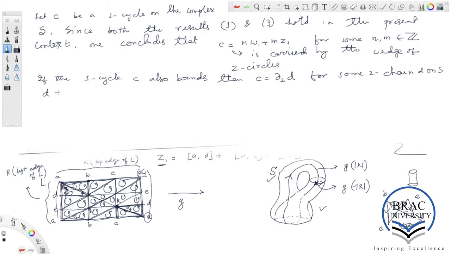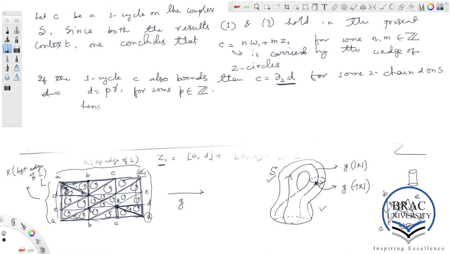Right? D has to be, well, in order to be able to apply result 2, we need to ensure that this is carried by the wedge of 2 circles, which is the case actually. Why? Because C is carried by A, that is the wedge of the two circles, and hence del 2D is also carried by A. And then we are all good to apply the second result of theorem 1. So since del 2D is carried by A, we see that D is a multiple of gamma, right? D is equal to P times gamma for some P in the set of integers.